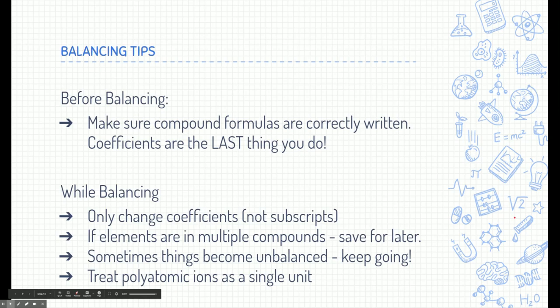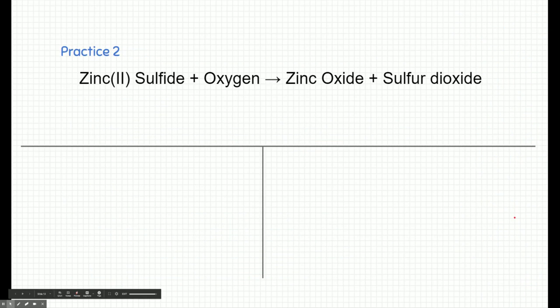If elements are in multiple compounds, you might want to save them for later. Sometimes they get a little bit messy, but save the complicated ones for later and things might work out. Sometimes things become unbalanced. Just keep trying and keep doing it. I call this the clean your room syndrome. Sometimes you start cleaning one area of your room and then go to clean another, only to find that the original area gets dirty again. If you just keep going, eventually things will be cleaned up. Lastly, treat polyatomic ions as a single unit, and I'll give you an example of these in our next few practices.